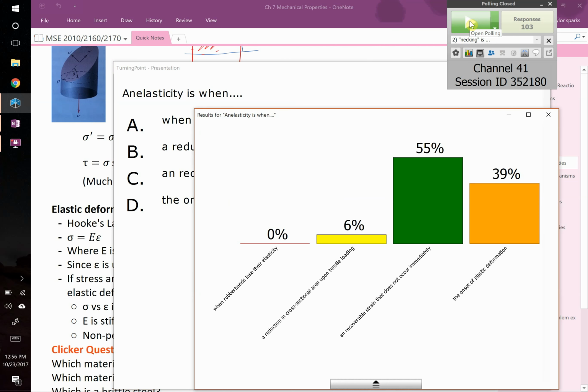Okay, so C or D, the answer is C. So we're going to talk about this today. This leads to viscoelastic behavior. So basically, when you apply a load, it's still elastic, means it's reversible, but you don't see the strain immediately. It slowly approaches that, and that leads to really interesting properties.